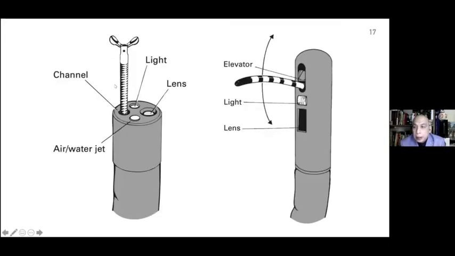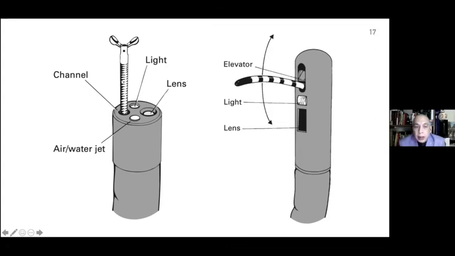At the tip of an end viewing scope, the light and lens are in one plane at the flat plane of the endoscope. Also coming out there is the biopsy forceps or any instrument coming out of the biopsy channel. There's also an air water jet there that washes off the screen and the lens.